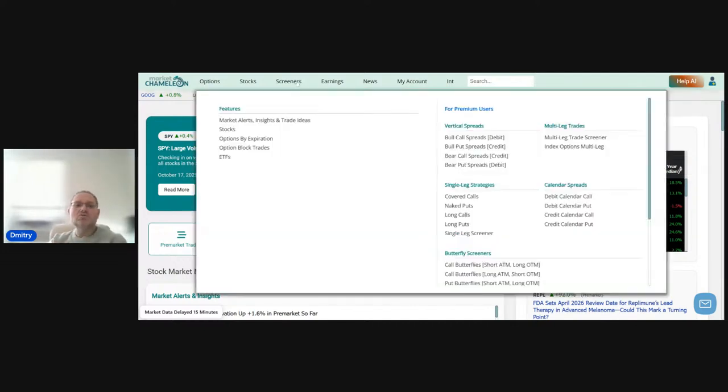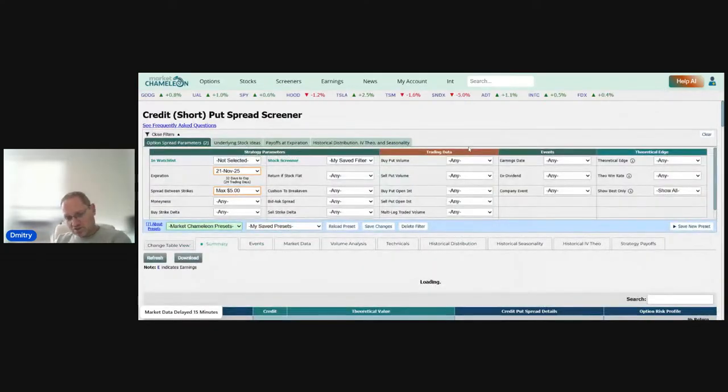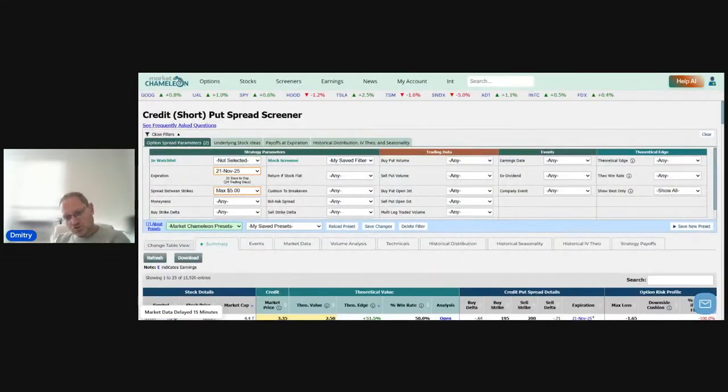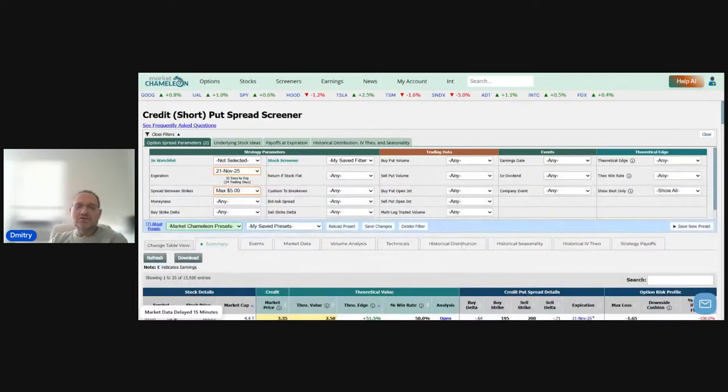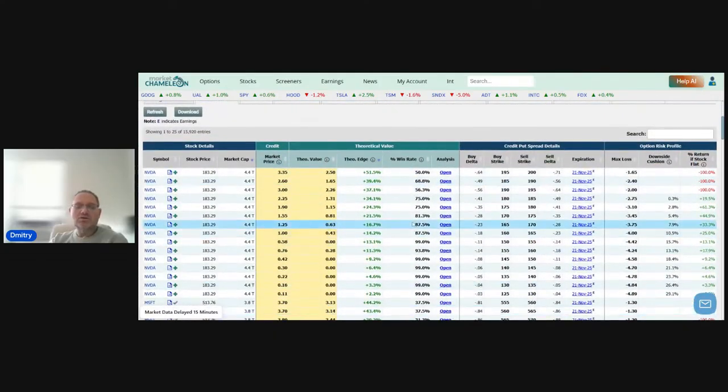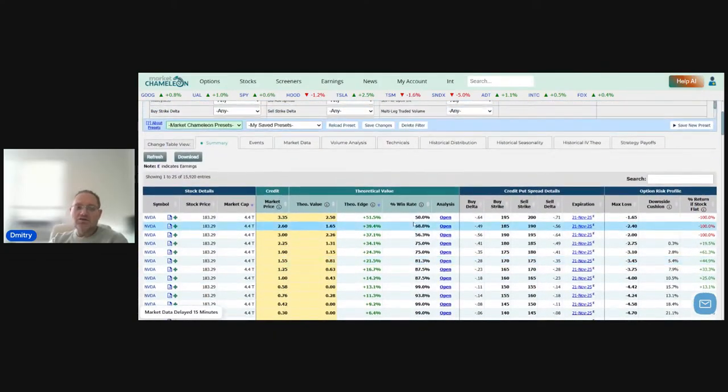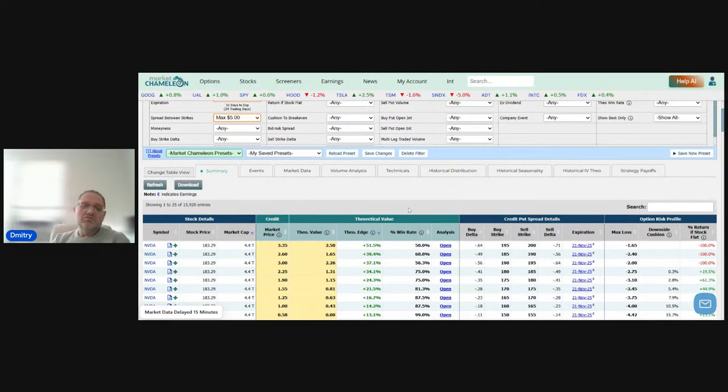On top, in the main menu, where you see screeners, we're going to look at the bull put spread screener. So we're going to click on that. This will take us to our bull put spread screener. You could see we have our filters above that we could tab through, and then we got our table below with the analytics and the data for different combinations of put spreads.